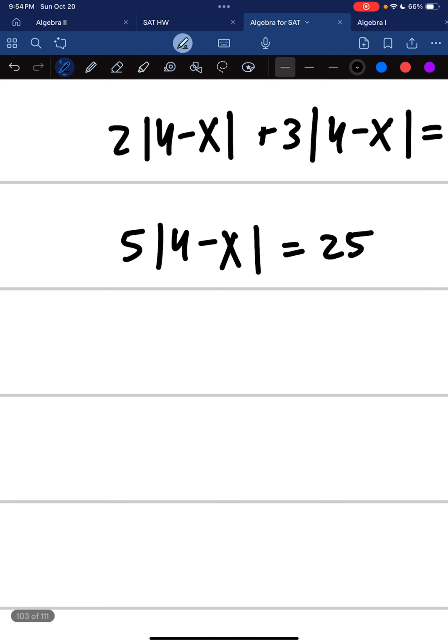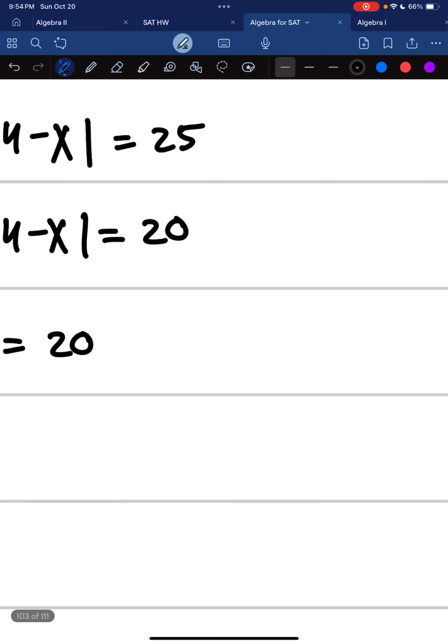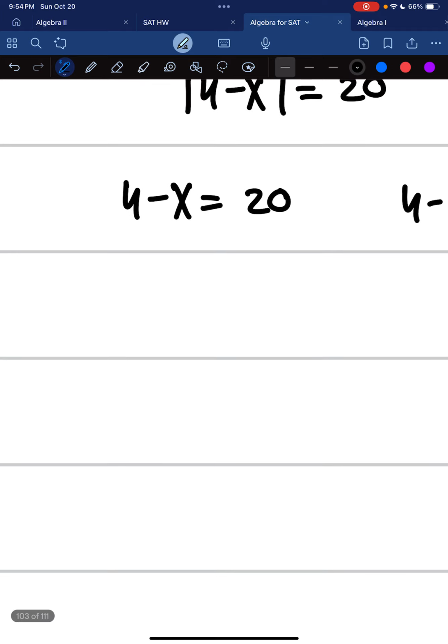And now I can isolate my absolute value expression by dividing both sides by 5. And I get absolute value of 4 minus x equals 20. Now I can set this equal to positive and negative 20. So I get 4 minus x equals positive 20 and 4 minus x equals negative 20. So I can solve both of these over here. X is going to be equal to negative 16.